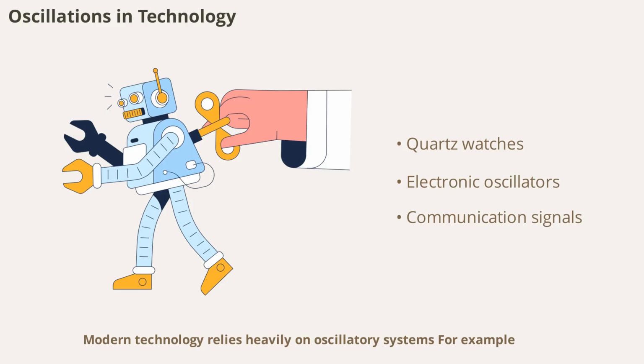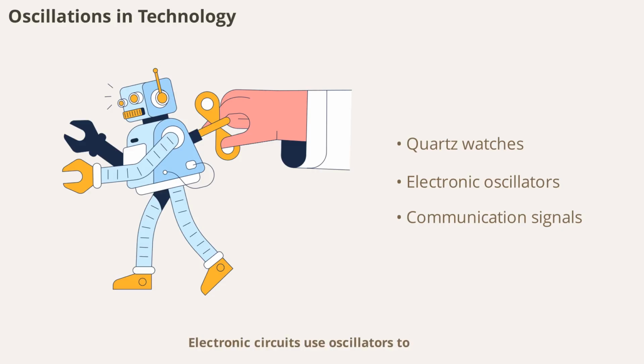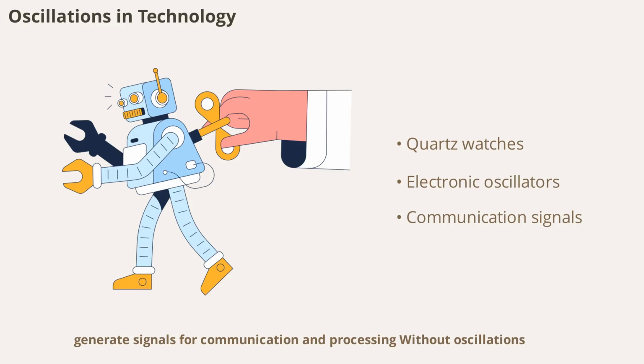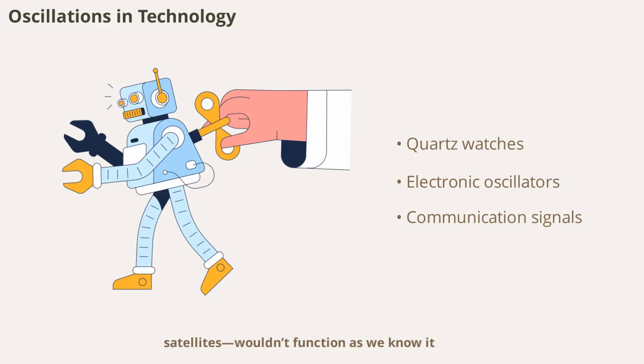Modern technology relies heavily on oscillatory systems. For example, quartz crystals in watches oscillate at precise frequencies to keep accurate time. Electronic circuits use oscillators to generate signals for communication and processing. Without oscillations, much of our technology, from smartphones to satellites, wouldn't function as we know it.